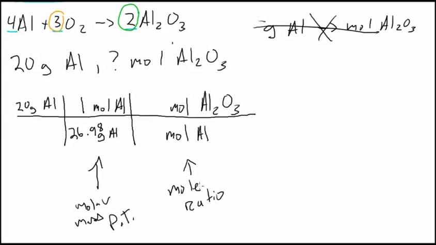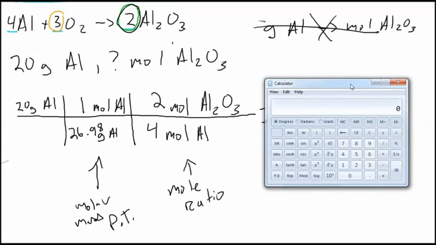And then we need this conversion factor, which is the mole ratio, and that comes from the balanced chemical equation. So we have aluminum oxide and aluminum. So aluminum oxide's coefficient is 2, and aluminum's coefficient is 4. And now to solve this problem, we're going to take 20, divide by 26.98, multiply by 2, and divide by 4. Let me pull up my calculator, and we can go through that.